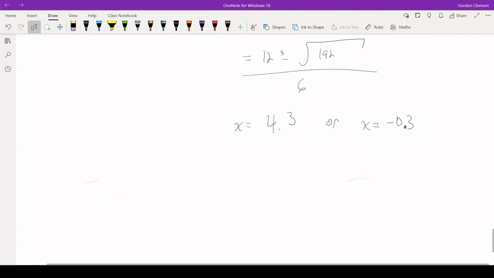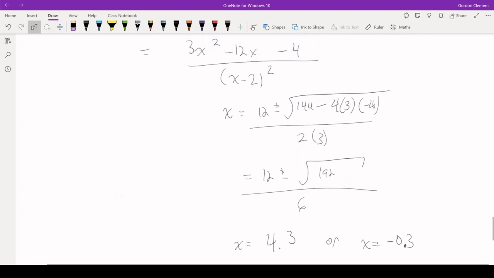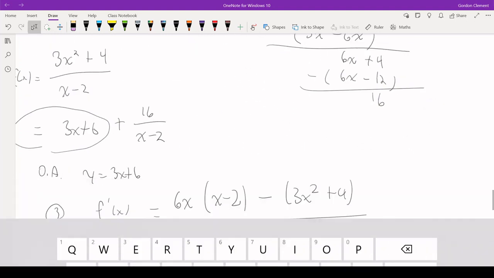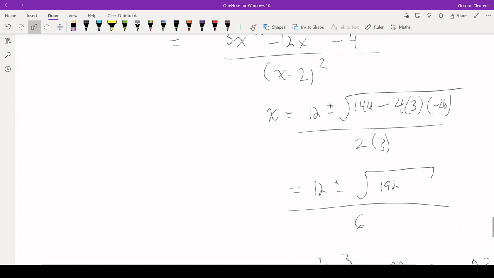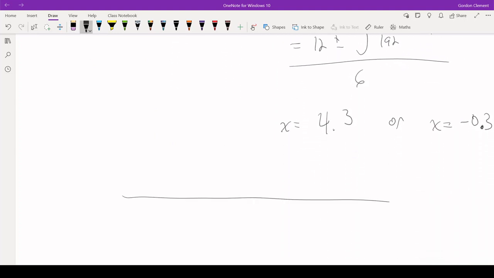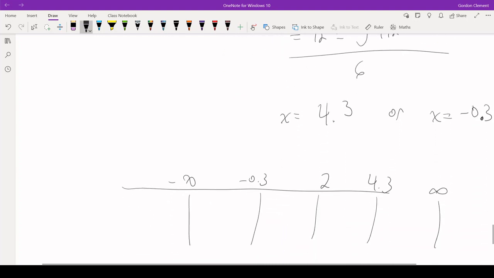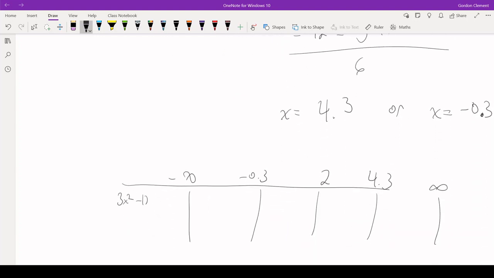So those are my two x values there, and we also have the x equals 2 from the bottom as a kind of critical value. All of those things are going to go in my factor table. Negative infinity, negative 0.3, 2, and 4.3. And we have just the quadratic, 3x squared minus 12x minus 4, and we've got the x minus 2 squared.